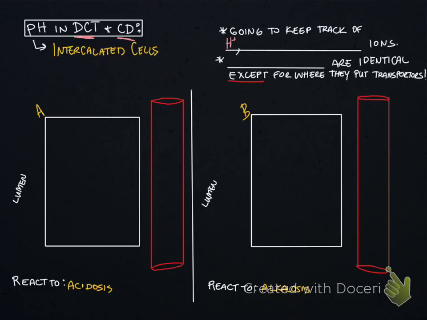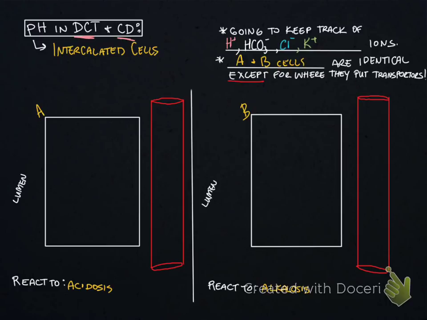We'll keep track of bicarbonate, HCO3 negative. We'll keep track of chloride ions. And then one we haven't seen yet, potassium ions. Okay? And this just says A and B cells are identical, except for where they put their transporters.